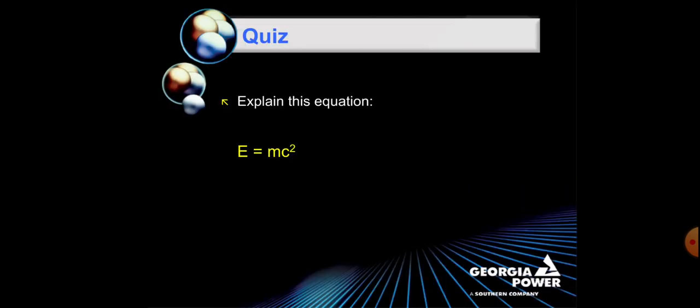Explain this equation, E equal to mc square. We all know this is the equation given by Einstein, known as the Einstein equation. Here E is the energy, m is the mass, and c is the speed of light. Okay, thank you.